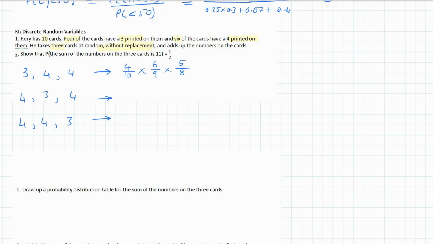But just for completeness' sake, this one is 6 out of 10. This next one is 4 out of 9, and then 5 out of 8. The last one would be 6 out of 10 times 5 over 9 times 4 over 8. Now if we add them all together, or just add one of them and times by 3, we end up getting 1/2.